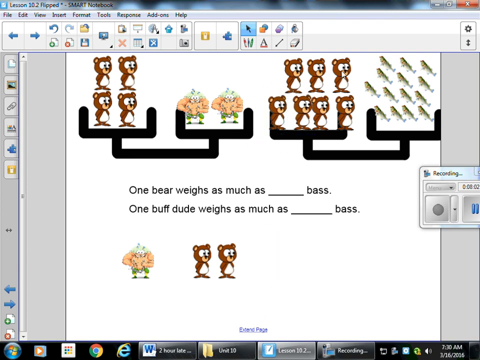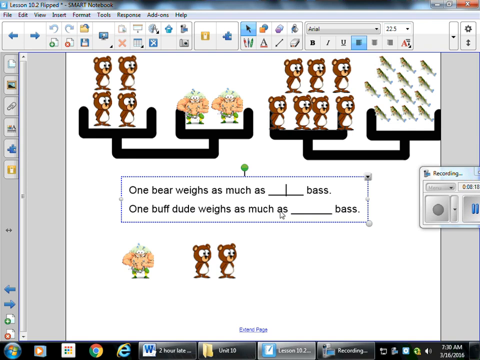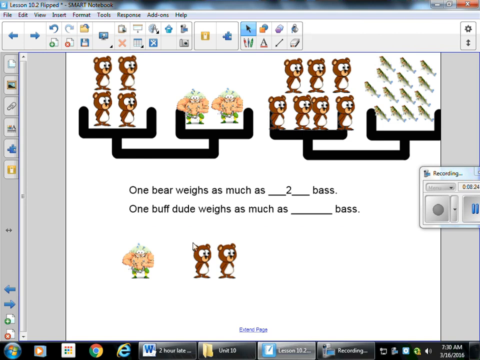So right now I have 1, 2, 3, 4, 5, 6, 7 bears. How many bass do I have? 1, 2, 3, 4, 5, 6, 7, 8, 9, 10, 11, 12, 13, 14. 14 bass, 7 bears. So that means 14 divided by 7 is 2. So 1 bear weighs as much as 2 bass. The 1 bear weighs the same as 2 bass. Now, what does 1 buff dude weigh in bass?